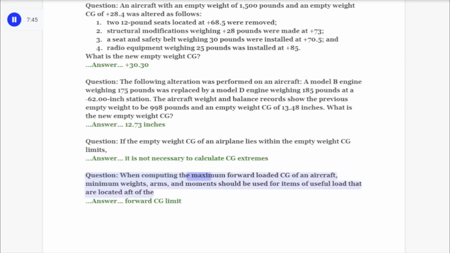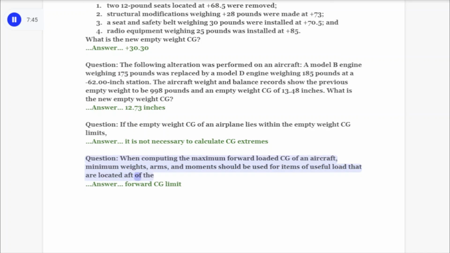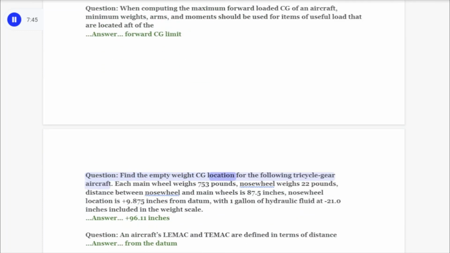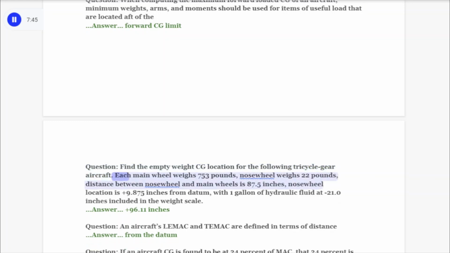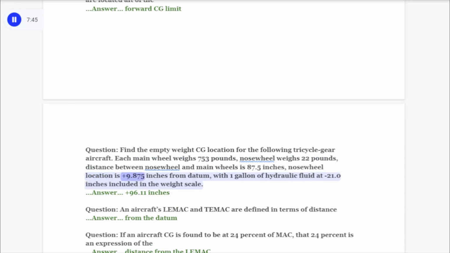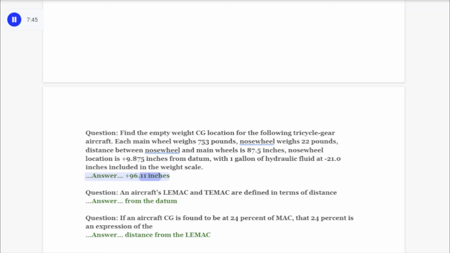Question. When computing the maximum forward-loaded CG of an aircraft, minimum weights, arms, and moments should be used for items of useful load that are located aft of the. Answer. Forward CG limit. Question. Find the empty weight CG location for the following tricycle gear aircraft. Each main wheel weighs 753 pounds, nose wheel weighs 22 pounds, distance between nose wheel and main wheels is 87.5 inches, nose wheel location is plus 9.875 inches from datum, with 1 gallon of hydraulic fluid at minus 21.0 inches included in the weight scale. Answer. Plus 96.11 inches.